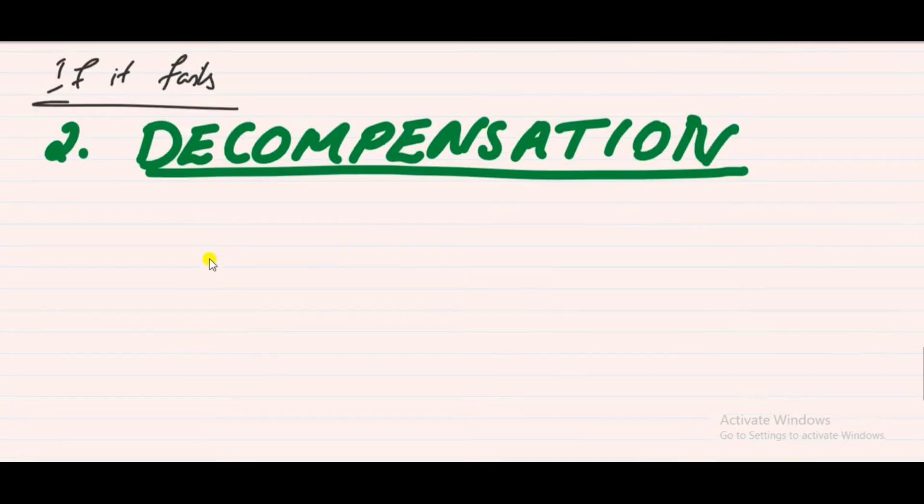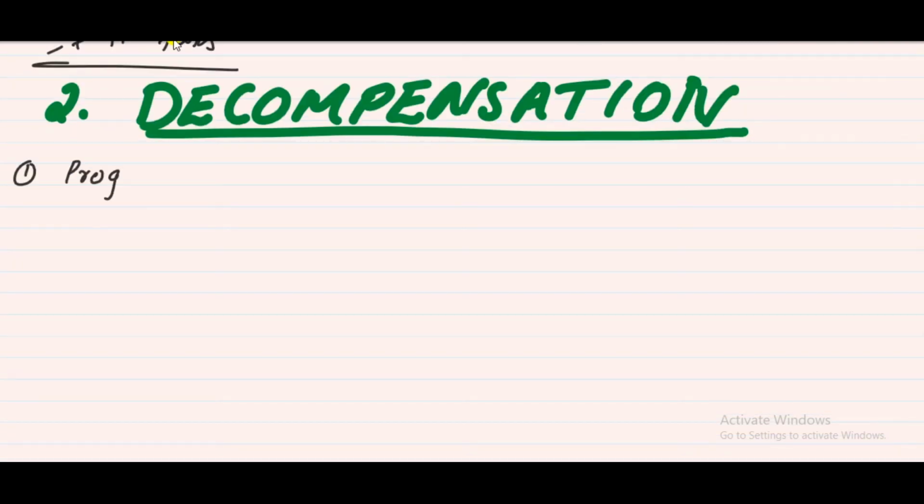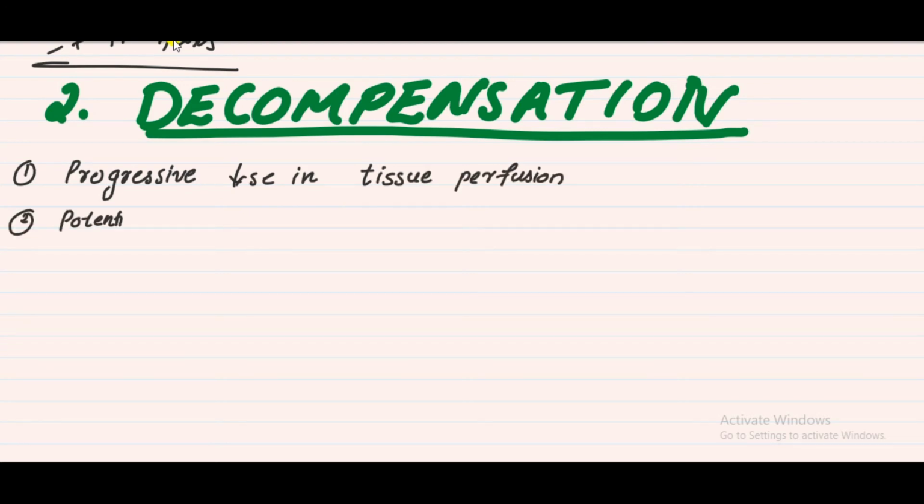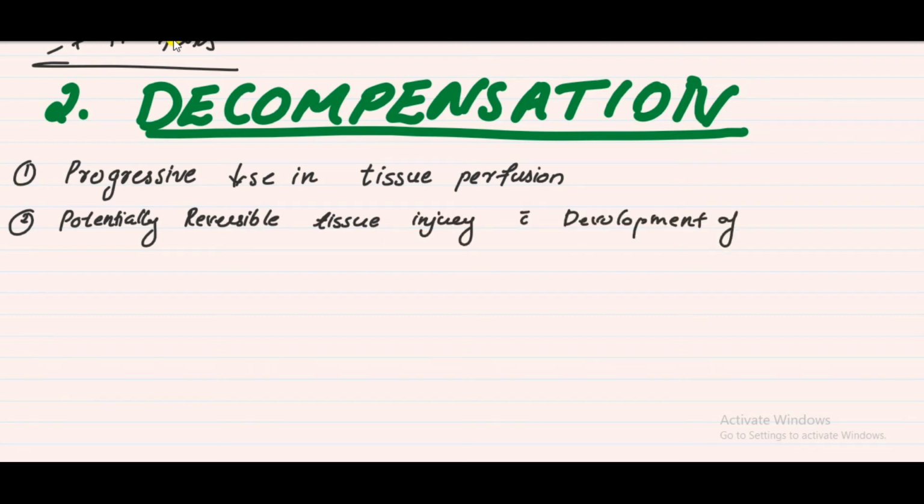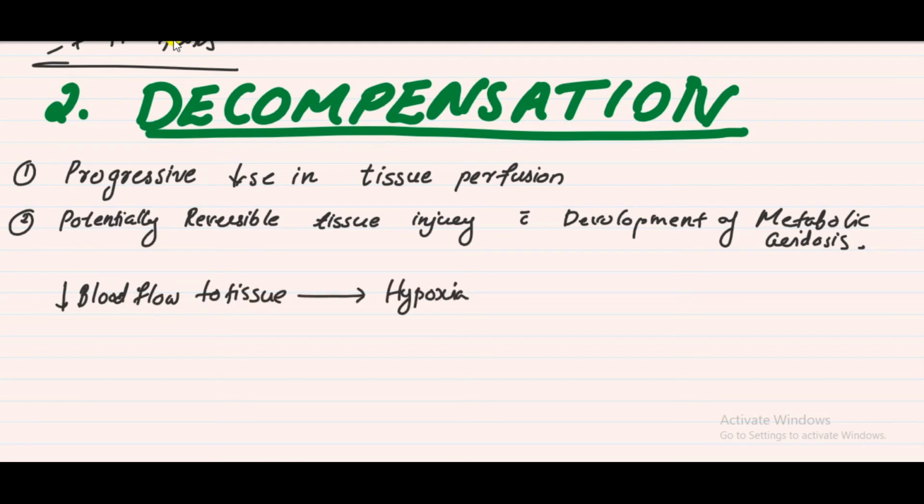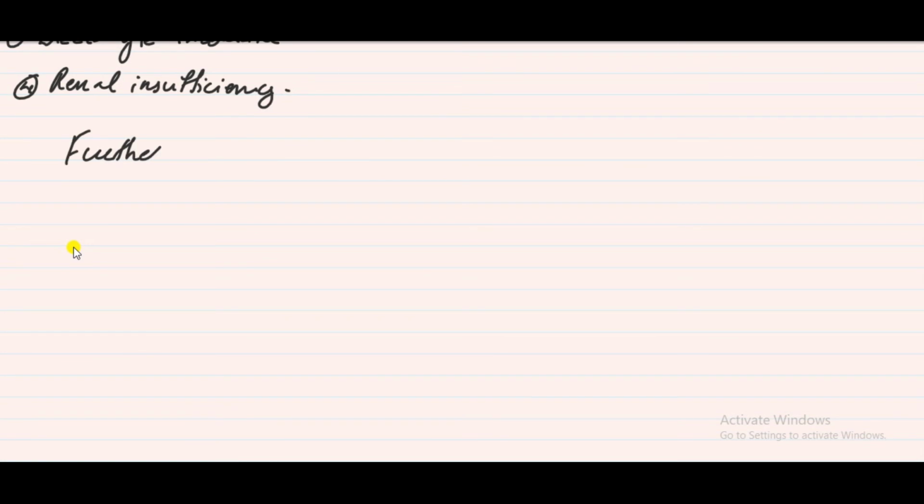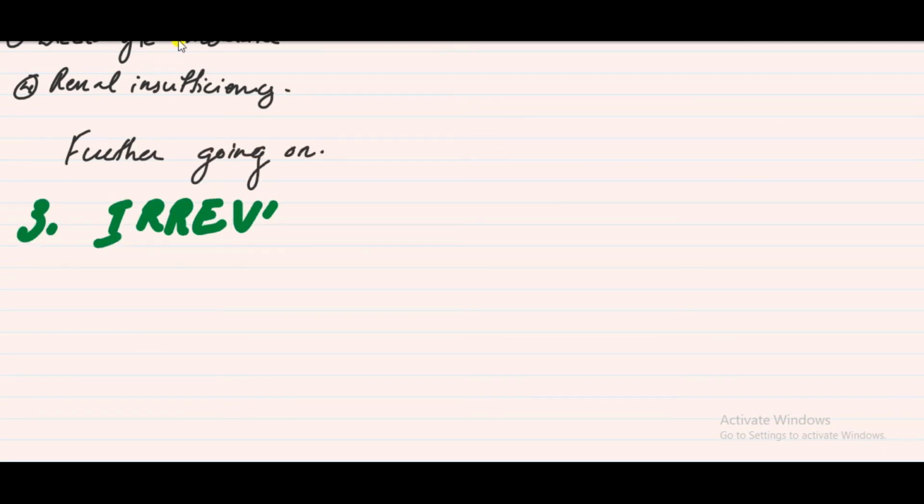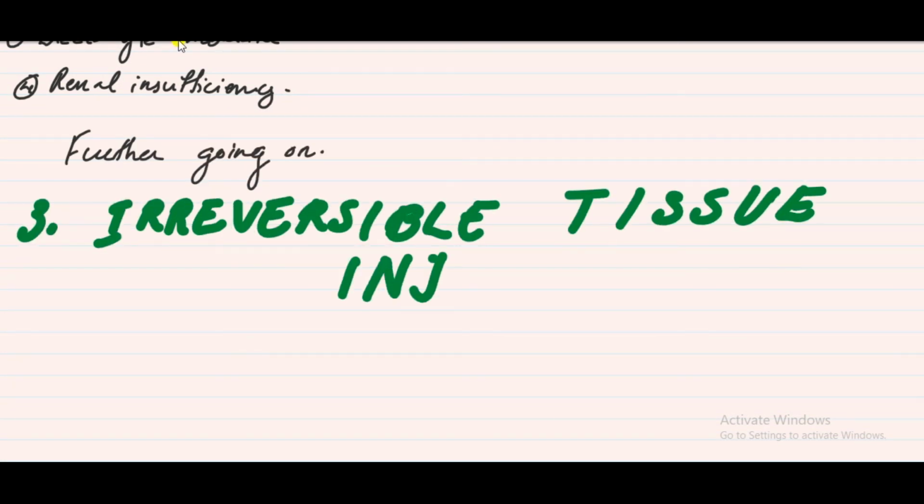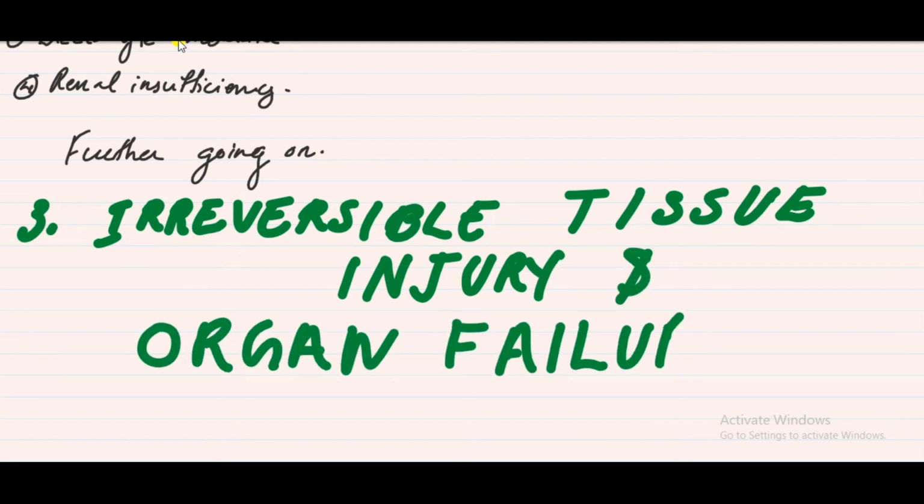There is a progressive decrease in tissue perfusion, leading to potentially reversible tissue injury with the development of a metabolic acidosis or lactic acidosis. Decreasing blood flow to tissue leads to hypoxia, and it leads to anaerobic reaction, and lactic acid accumulation. And third one is electrolyte imbalance and renal insufficiency. And stage 3 is irreversible tissue injury and organ failure. It results ultimately in death.